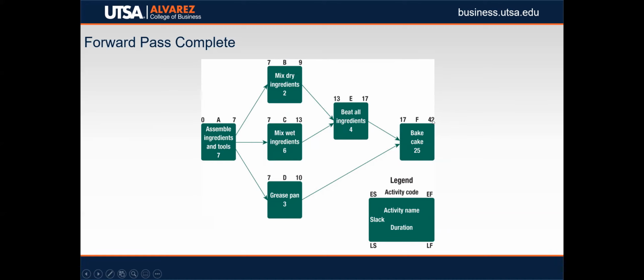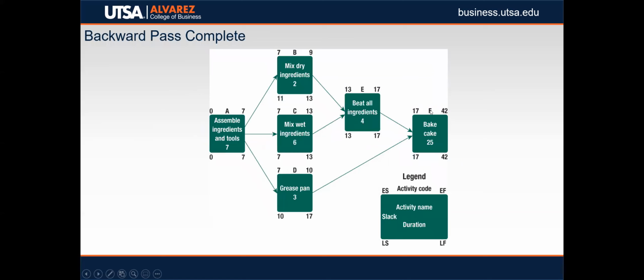Then we do a reverse pass. Remember, we bring that 42 down. A lot of people forget that. Bring that 42 down to the bottom. And then we do our subtraction. 42 minus 25 is 17. We bring the 17 over to both areas.